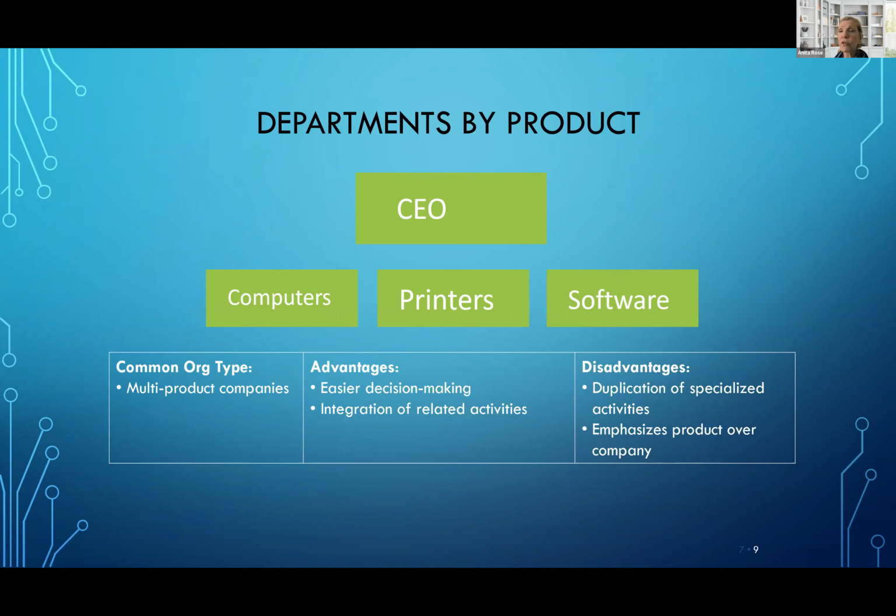Departments by product. So perhaps the company sells different types of products. Here in this example: computers, printers, software. This can be wonderful for multi-product companies, and it makes it easier for decision-making and integrating related activities, certainly as it relates to that specific product. But the disadvantages are the duplication of specialized activities within each specific department, and an overemphasis of a product within the company. So that is a drawback to this type of department by product.